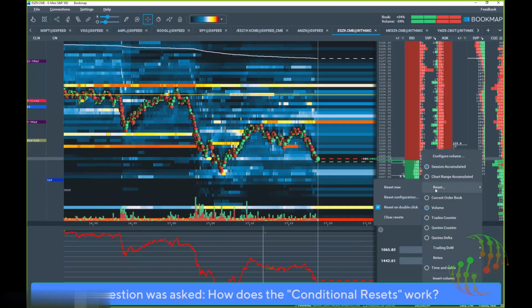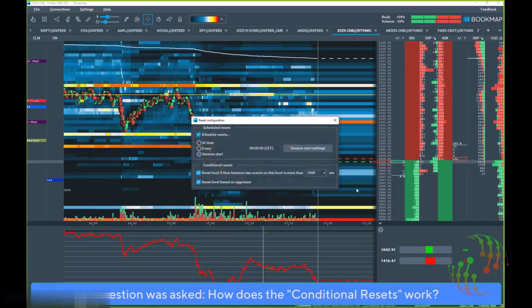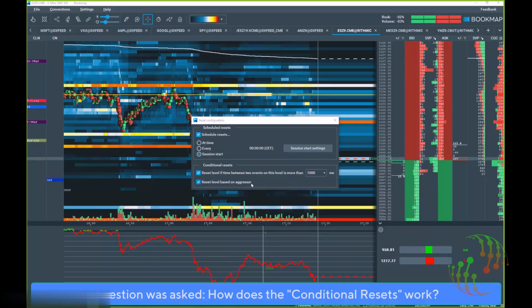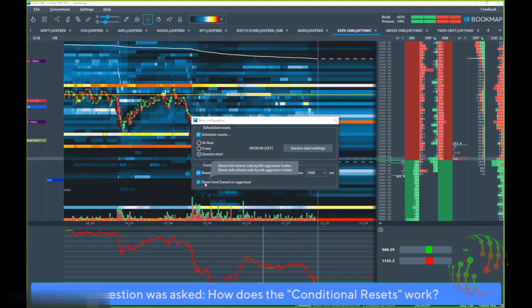Let me talk about this one. I've got an answer: conditional resets. Let me show you that. Conditional reset, let me find the answer. Reset level based on aggressor. This is a very clear answer there. Reset bid volume only by bid aggressor trade.